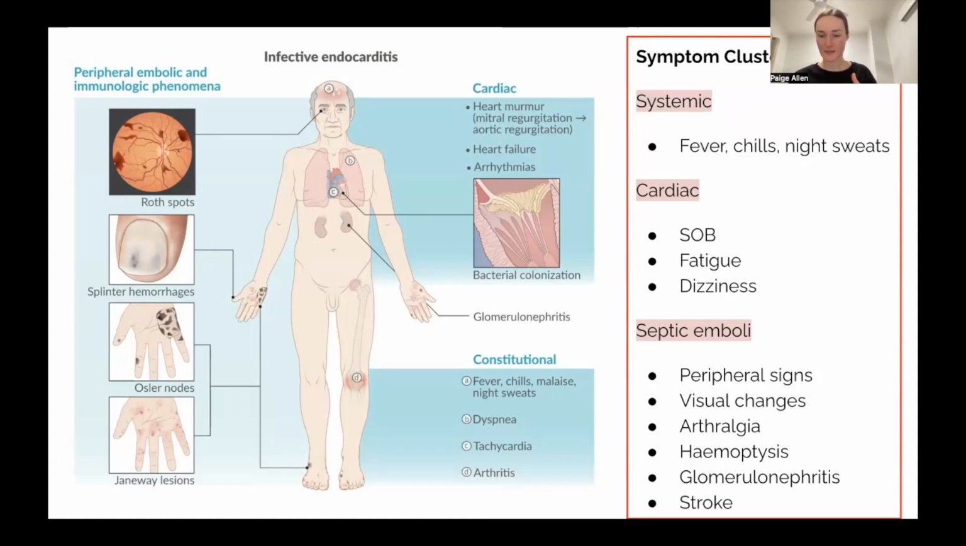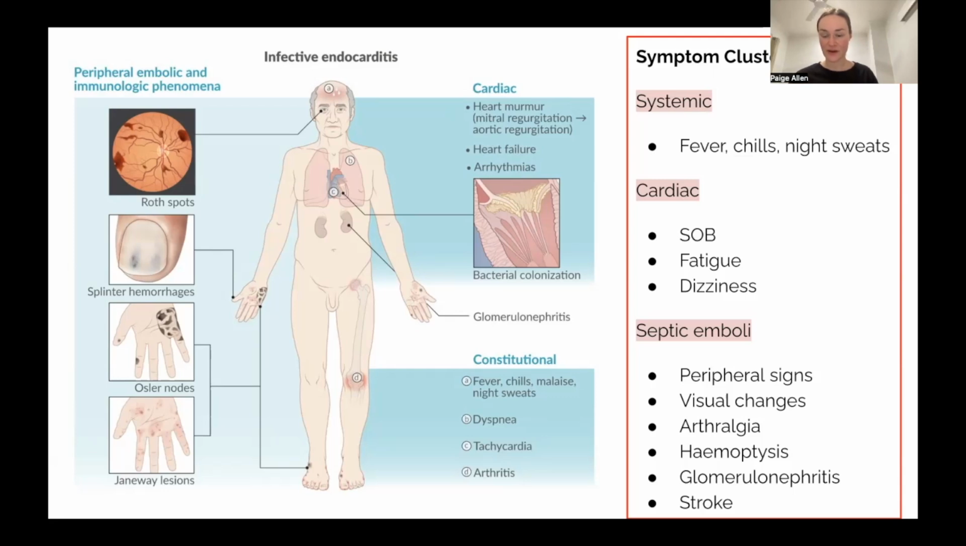So you can get septic emboli to the brain causing stroke, into the lungs causing hemoptysis. It's essentially like a PE, but due to a septic embolus. You get visual changes because they can lodge into the retinas. That's your classic Roth spot, a buzzword. You can get them spreading into the hands. You get your splinter hemorrhages, Osler nodes, and Janeway lesions. And a reminder that the Osler nodes are the painful ones. Think Osler ow, so the little O's. Painful ones, and the Janeway are not painful.